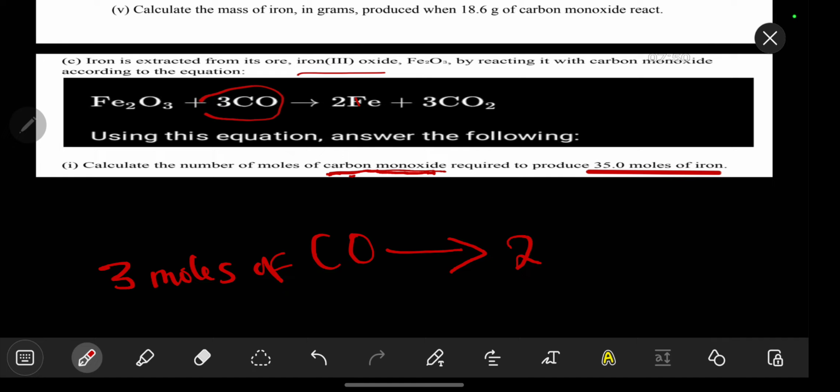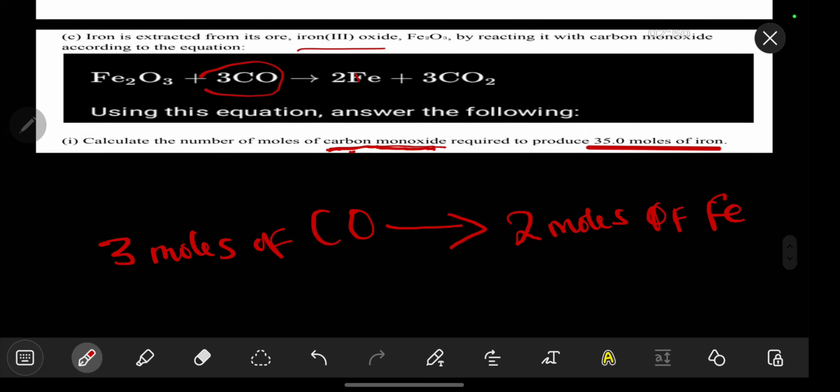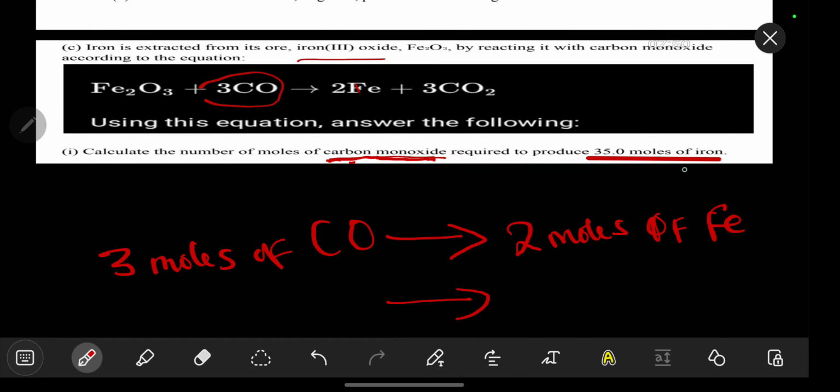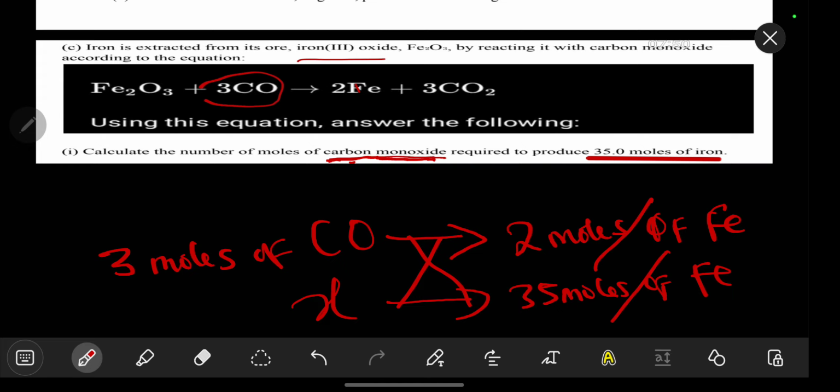Think of it as our pancake example. So you have 2 moles of iron. That is what you have. Then you are going to say, how about if I have 35 moles of iron? The 35 belongs on iron, so you put 35 moles of iron like that. Then you are going to cross multiply. When you cross multiply, as long as these are the same, you can cancel them, if they are on the same side.